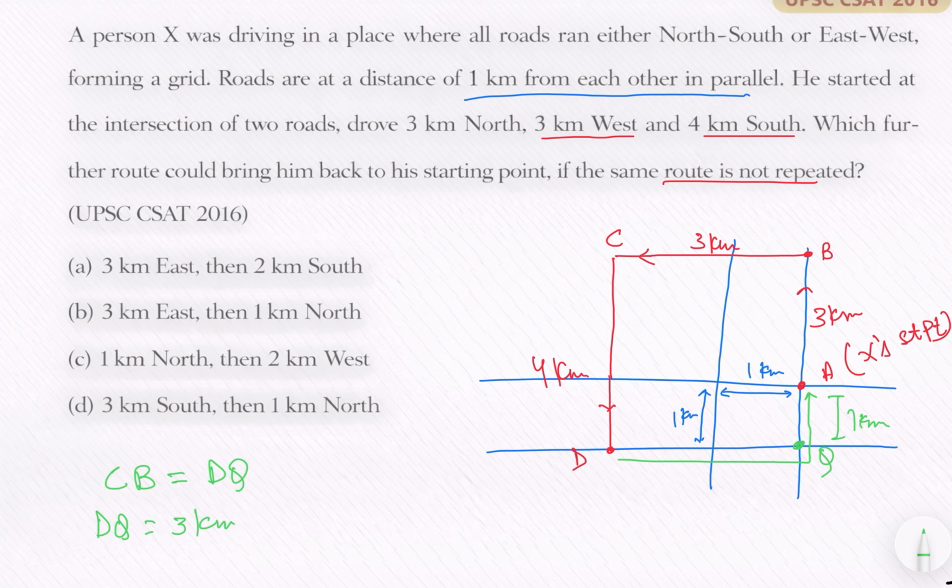So first X will take 3 kilometers east from D, 3 kilometers east and then 1 kilometer to reach point A. QA has a distance of 1 kilometer and he will go 1 kilometer north side. This is the route he can follow. So option B is correct: 3 kilometers east and 1 kilometer north.